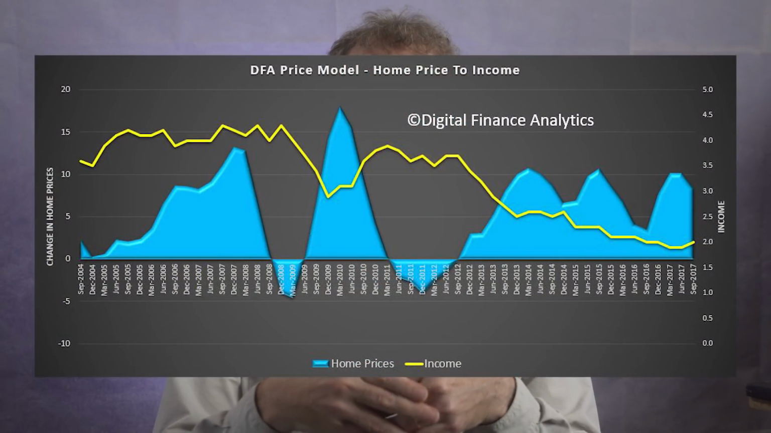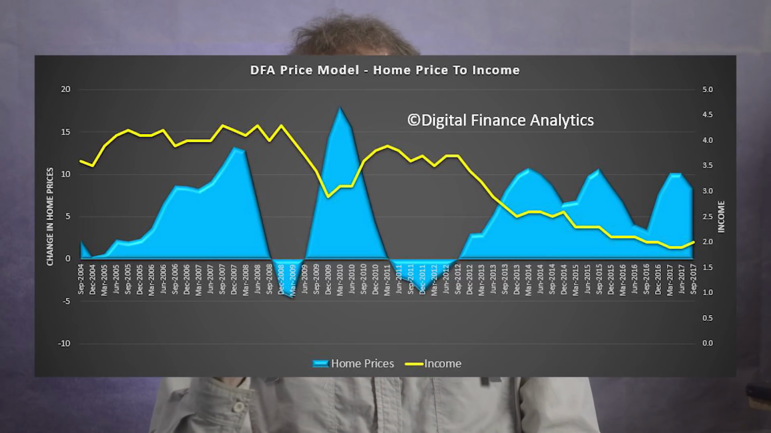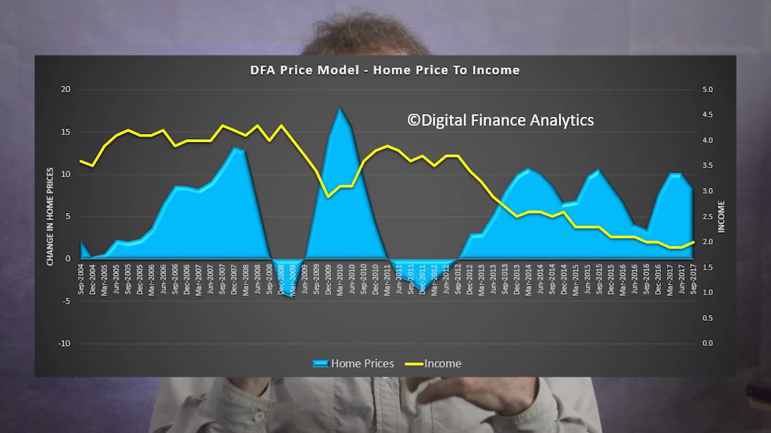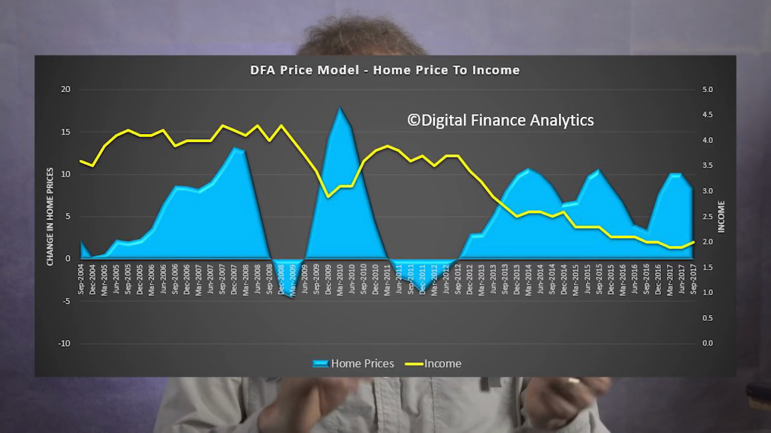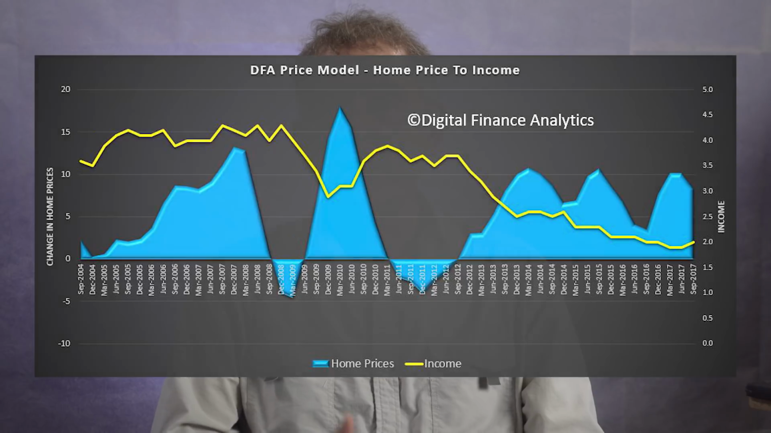So first, let's walk through some of the relativity mapping. First, we look at home prices relative to income growth. The blue area tracks changes in home prices since 2004, and the yellow line is the change in income. Most striking is that income growth and home prices are running in opposite directions, and have been especially since 2013. So income growth is not correlated to home price growth.